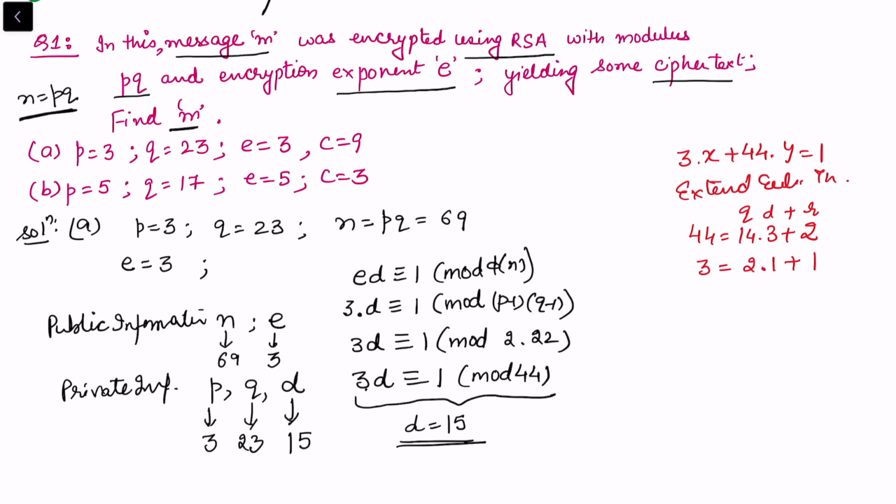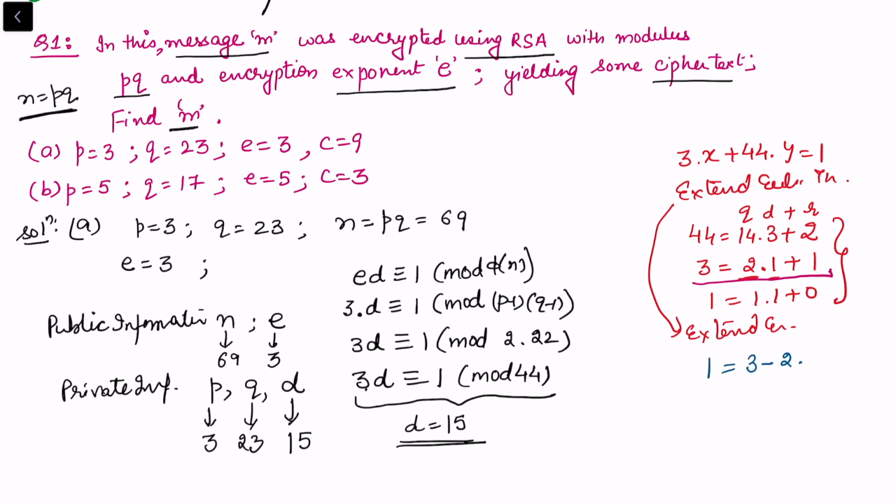So now you can see that the quotient is 2 and the divisor is 1. 1 is equal to 1 into 1 plus 0. So this is the normal Euclidean algorithm. If I follow the reverse process, which is the extended Euclidean algorithm, pick up the last non-zero remainder, that is 1, equal to 3 minus 2 into 1.